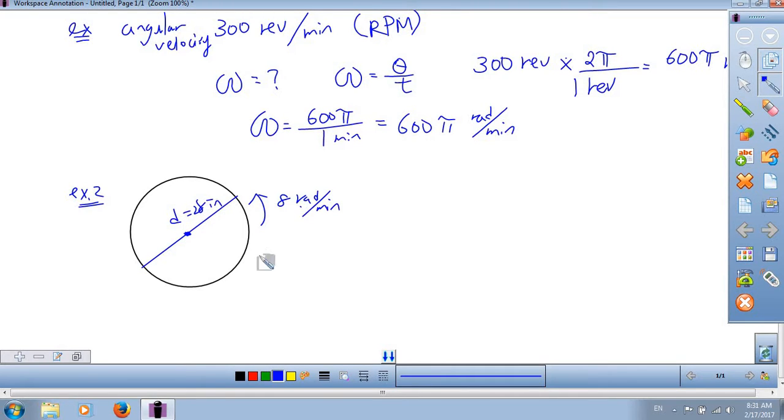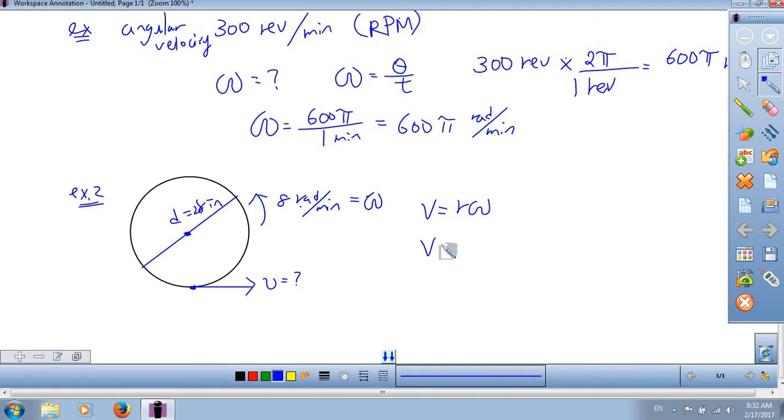Alright, what's the linear velocity? At any point on the circle, what's the linear velocity of the wheel? How fast is the wheel actually traveling? So the linear velocity is equal to what? I don't have to put a vector sign yet. Go back to the relationship between linear velocity and angular velocity omega: v equals r omega.